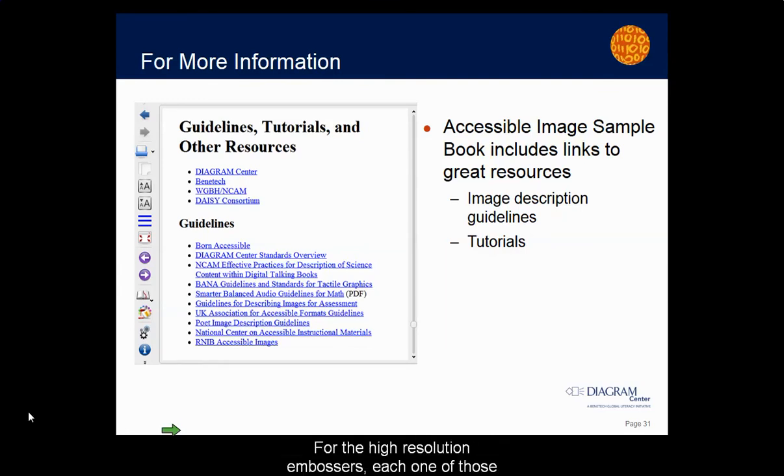For the high resolution embossers, each one of those has proprietary software. Well, two of them have their own proprietary software, the Phoenix by Enabling Technologies and Tiger Embossers by View Plus. The Index Embosser uses a program out of the Netherlands called Tactile View, which is a nice drawing program for Braille graphics as well. Does that answer the question you were asking?